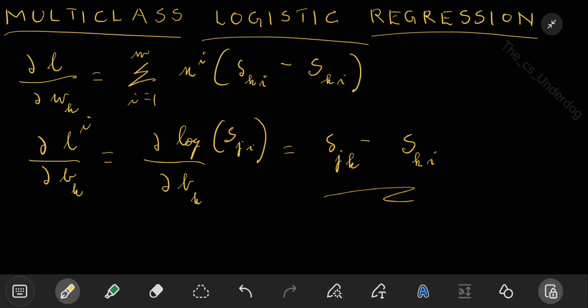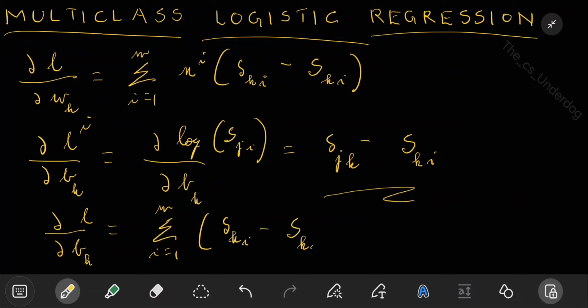Again, if you take del by del bk of L for all the i examples, what would you have got? You would have simply taken summation i equal to 1 to m. You would have taken this x_i term, but this won't be there. That's the only difference. It will be delta_ki minus S_ki. So the same term you will get as for wk. The only difference is this x_i term, which won't be present in the case of the bias term.